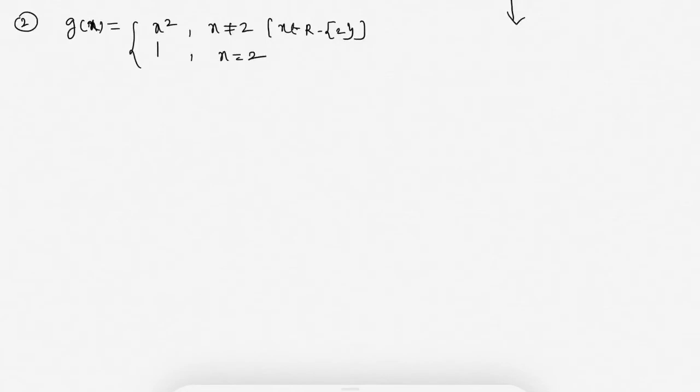Suppose they give a function like this: g of x equals x square when x is not equal to 2, which means x belongs to R minus 2. You know the domain of the function. And g of x equals 1 when x equals 2. So first we will draw the function, then we will find the limiting value. They are asking limit x tends to 2 of g of x. How much are they asking?